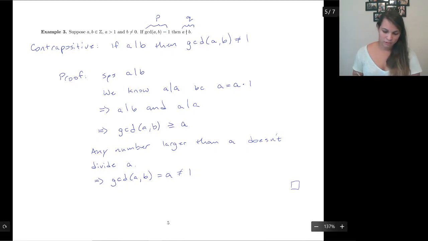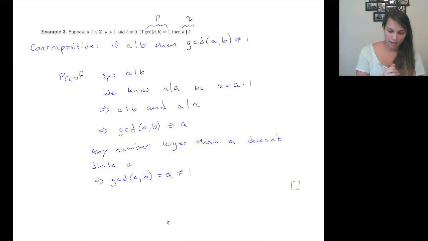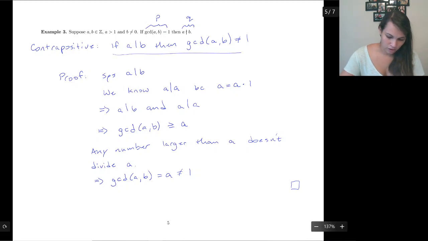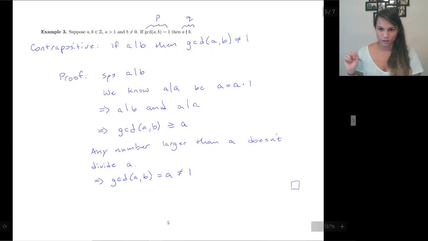We should take a moment and be like, okay, so that means if the GCD is 1, A doesn't divide B. Take a moment and reflect on what we were originally trying to prove, but we don't have to go back and rewrite that original statement. As long as we prove that statement and we say that we're doing proof by contraposition, we are good now.